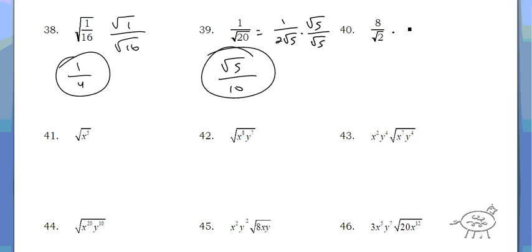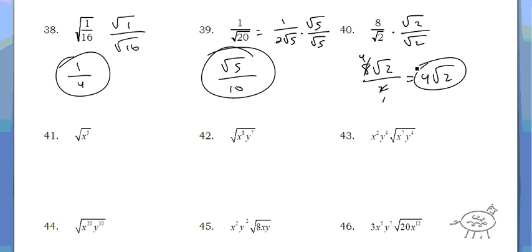Okay, this one, I'm just going to rationalize it. So multiply it by root 2 over root 2. So it's 8 root 2 over 2, and that's a 4 and a 1, so it's 4 root 2.